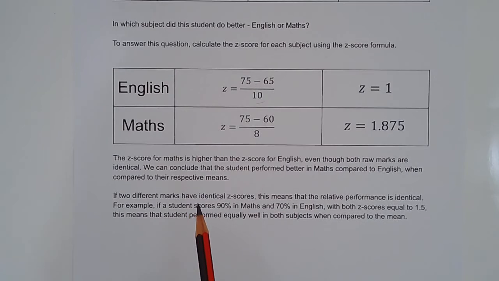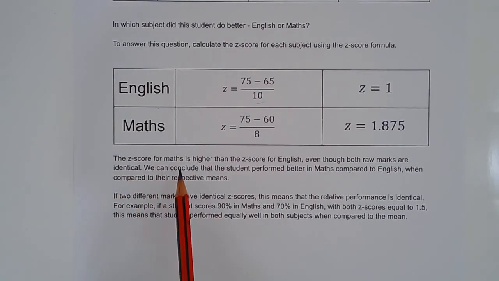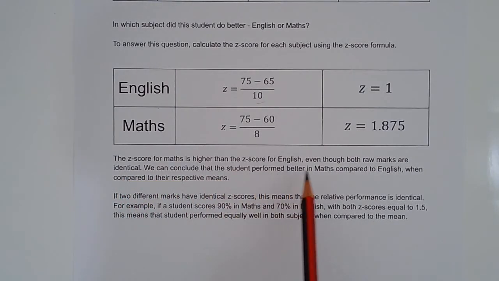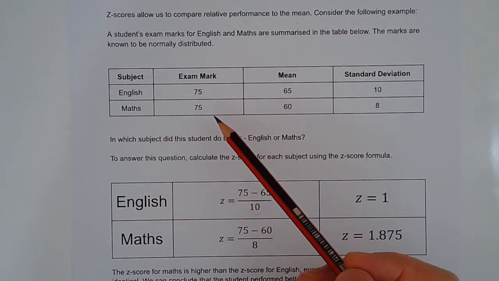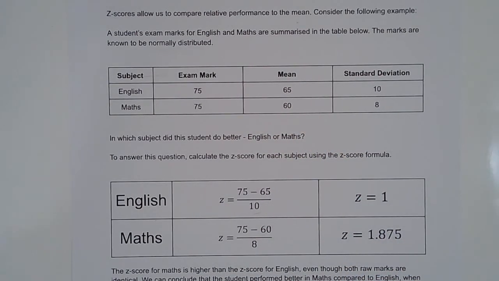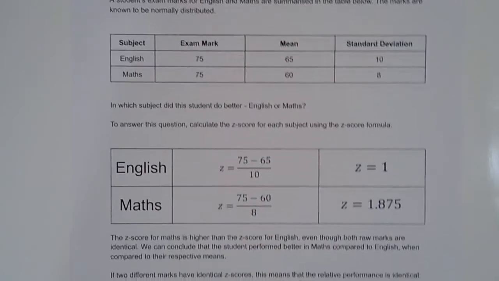So from that, what we can see is that the Z-score for Maths is higher than the Z-score for English, even though both raw marks are identical. So we can conclude that the student performed better in Maths compared to English when compared to their respective means. Look, there could be other reasons why the mean was low, but if we're just comparing these raw marks to the mean, we can make a judgment call as to how that student performed relative to the average for that subject.